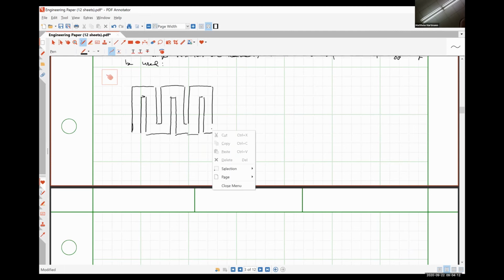Actually, let's just leave it here. So this is an example of a serpentine resistor, and let me try to subdivide this thing using a different color real quick. All right.